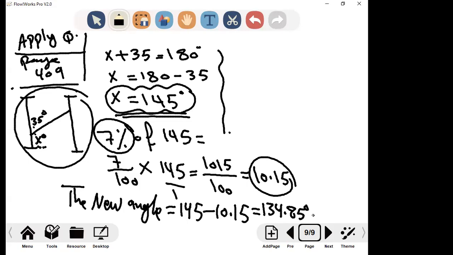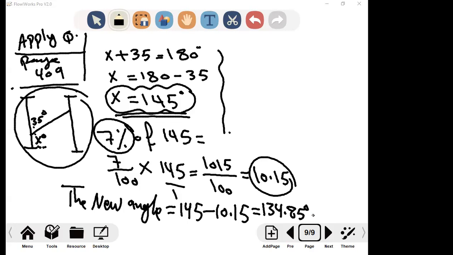134.85 degrees. Okay. Now look at the angle x. It was 145. The engineers decided to make it less. It became how much? 134. So, which is logical, right? Logical answer. Got it? I'll repeat the question again.